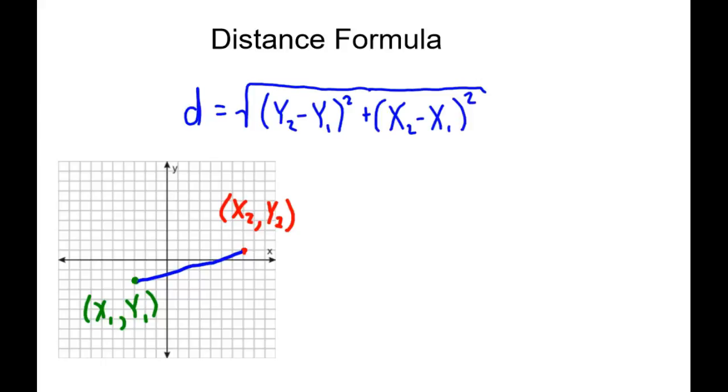In the formula, it doesn't matter if you find the difference of your y values or your x values first. So these terms could be switched around in the formula. That's your commutative property.